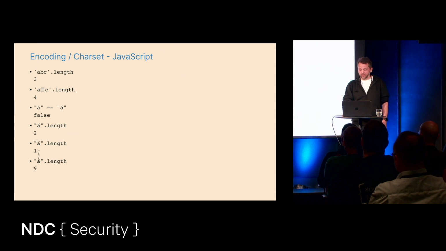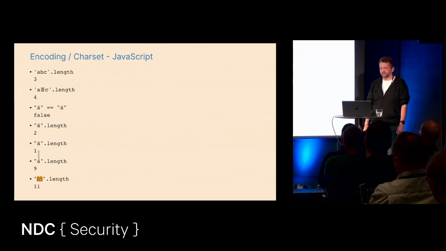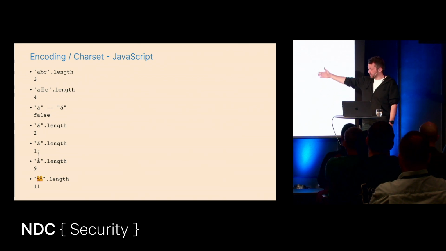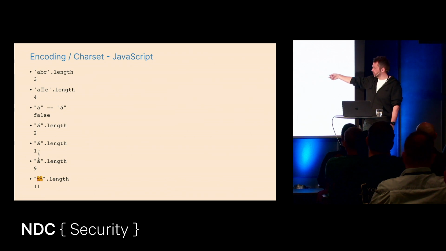And then we have emojis. It looks like one character, but has length 11. But this tells us something: it can be hard in certain languages to know the length of something if we want to impose limits. Elm, for instance, had the exact same issue because they compiled stuff into JavaScript and inherited all the weird length stuff that you see here.